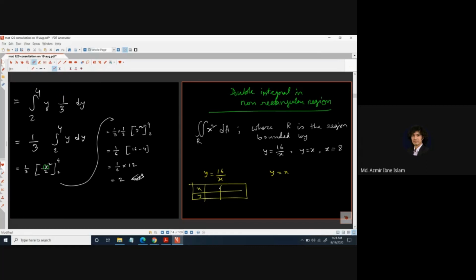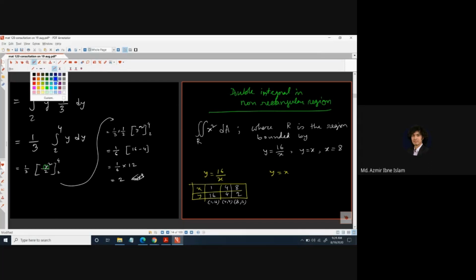So let's start with, let's say, 1. If we input 1, we will get 16. If we input, let's say, 4, we can choose any random value, we will get 16 by 4, that means 4. If we take 8, 16 by 8 will be 2. That means the points are (1, 16), (4, 4), (8, 2).